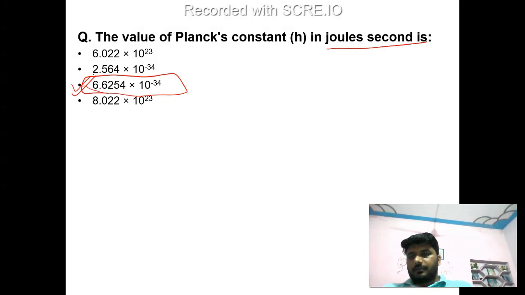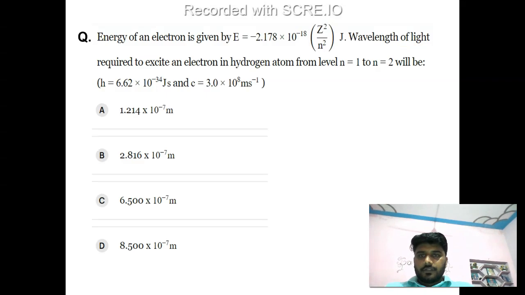Yes, yes, that will be the value. So you have to remember these values, like the Planck constant, because you will frequently use them while solving numericals. Okay. So the first numerical of this assignment two. Okay. So the energy expression for any electron is given here.